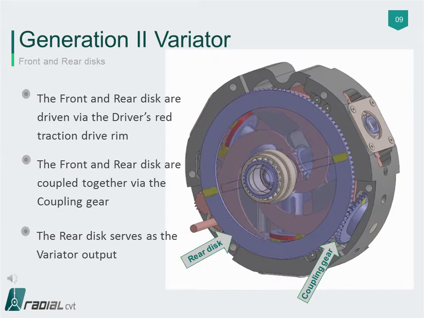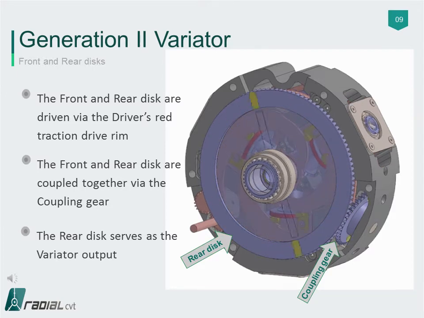The drivers drive a front and rear flat disc via line contact between their red rims and the disc faces. The front and rear discs are coupled together via bevel coupling gears engaging a bevel ring gear on each disc. The rear disc serves as the output to the Gen 2 radial CVT.